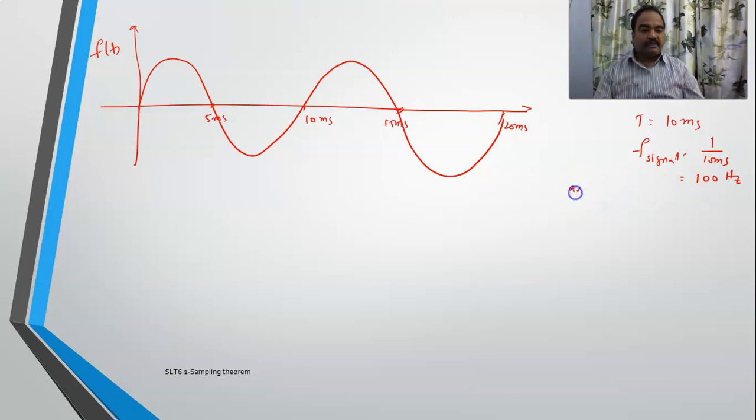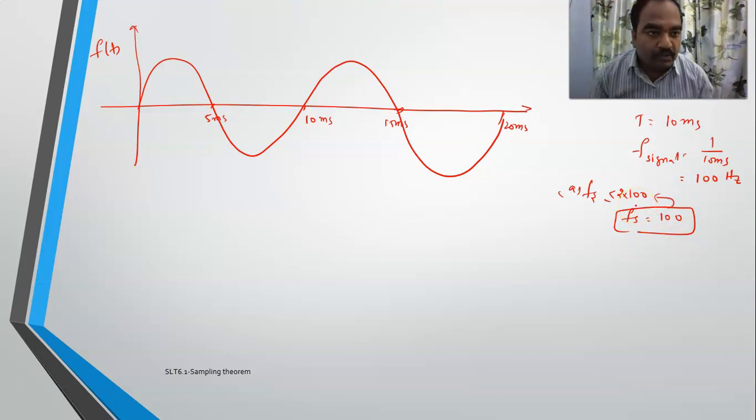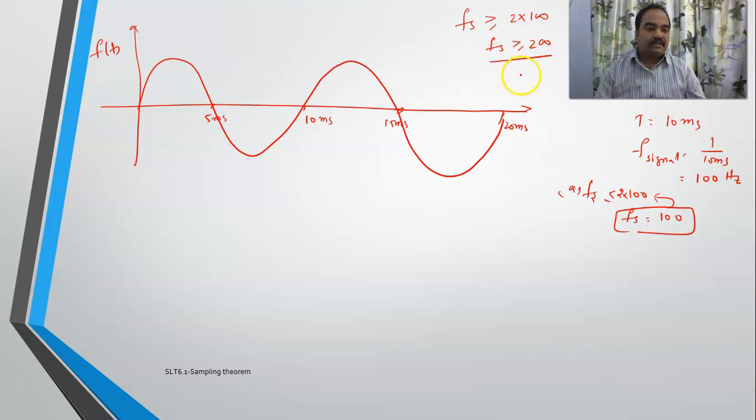Now let us suppose case A, if I take fs less than 2 of 100, which means I'll take fs equal to 100, which is less than the predefined value of 2 into 100. Normally my condition is fs must be greater than or equal to 2 into 100, which means fs must be greater than 200. So I'll take three options: less than 200, equal to 200, and 300.